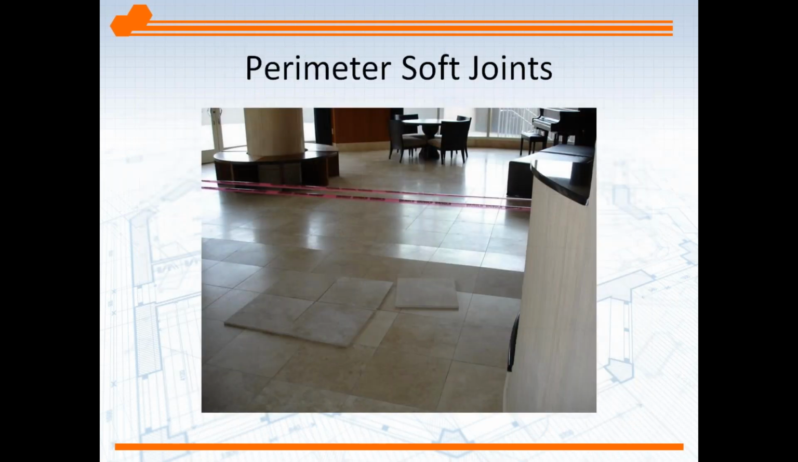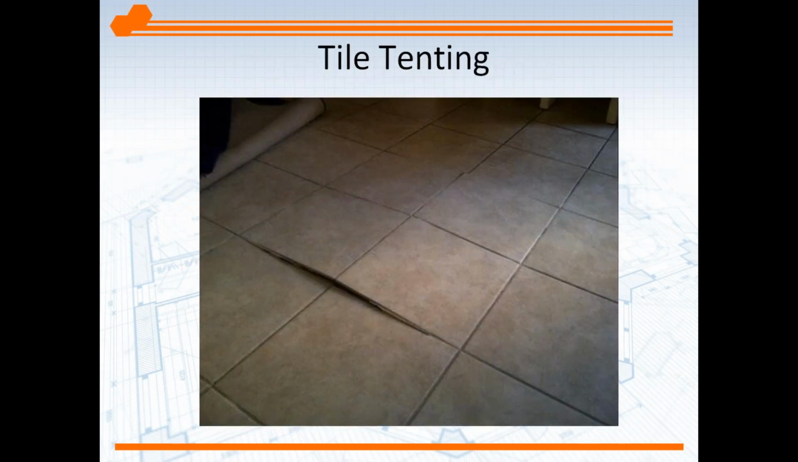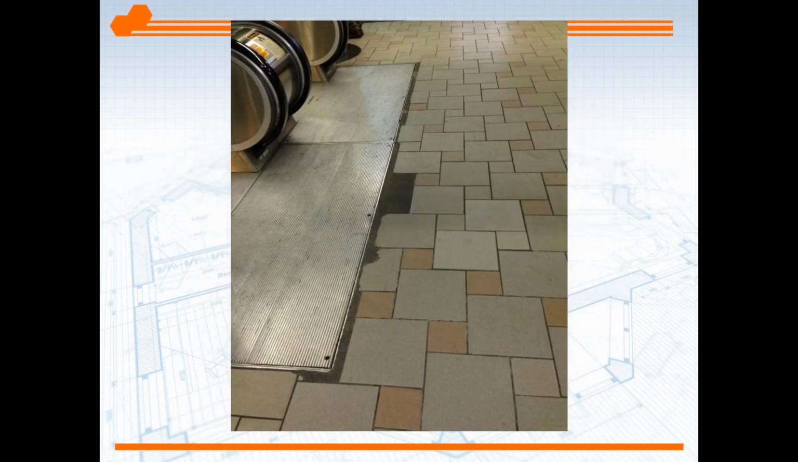This is called tenting, right? No soft perimeter joints. Tile has nowhere to go when it expands, so it's going to go up. A little closer look at what tenting looks like. They call it a cute name, but it's not cute, right?